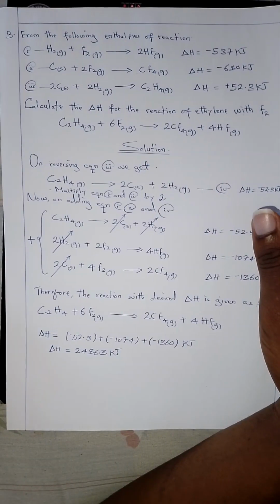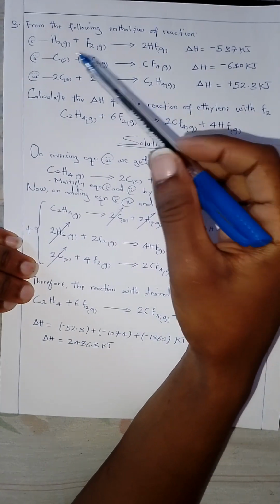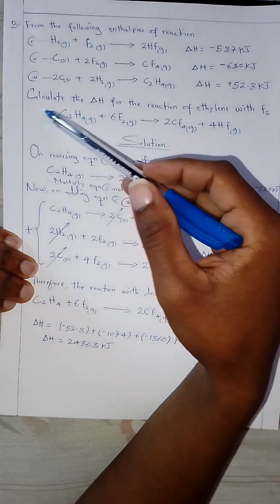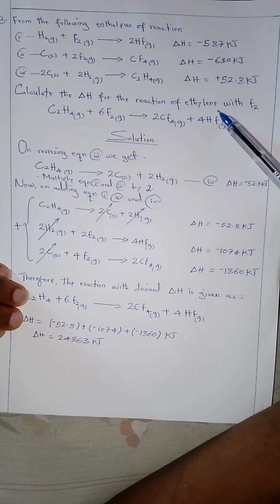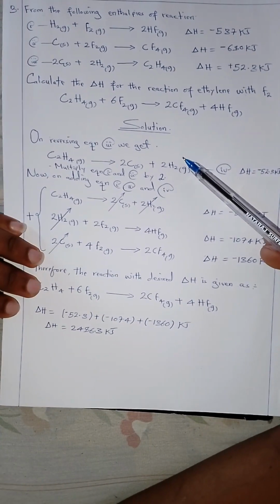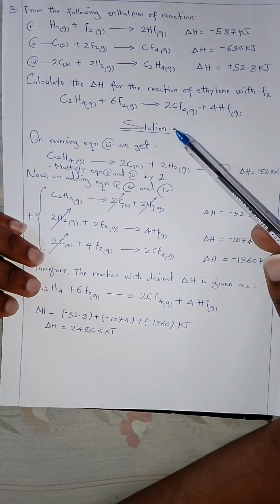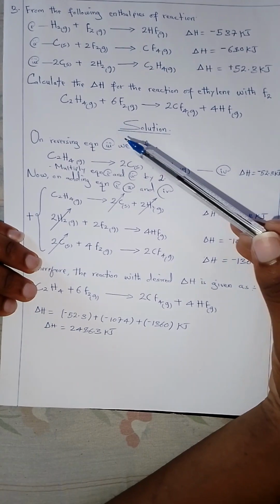This is our third question, and the question states that from the following enthalpies of reaction, calculate the enthalpy change for the reaction of ethylene with fluorine. Over here, to solve for the value of the standard change of enthalpy, we need to find the exact reaction by simple manipulation of the given reactions.